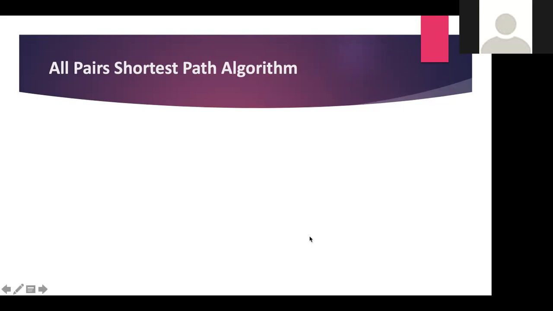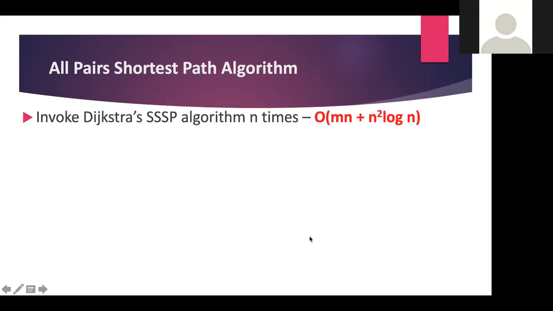The simplest way to do this is to simply run Dijkstra's n times from each of the source vertices. So eventually you'll get all the right answers, and the time complexity for this is simply n times whatever it was before, which was m plus n log n. So when you multiply by n, it becomes mn plus n squared log n. Now, instead of doing this, there may be a better way to do it if the number of edges is very large in the graph, and that's what we're going to look at next.